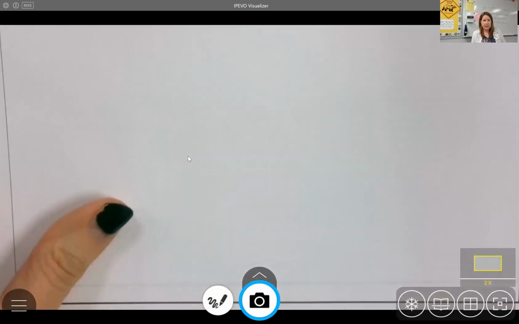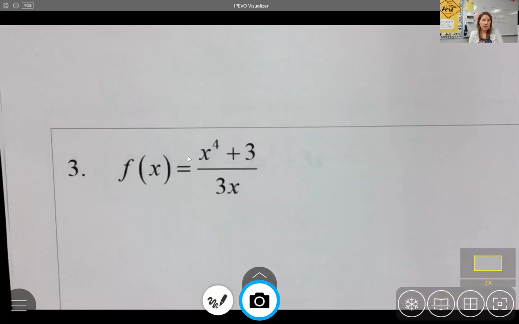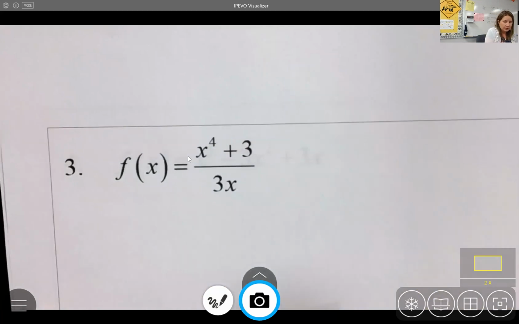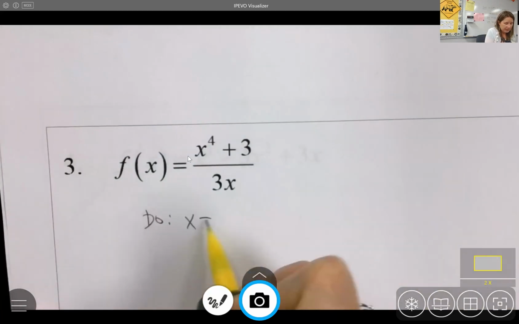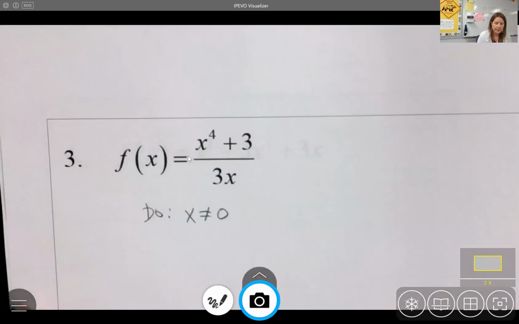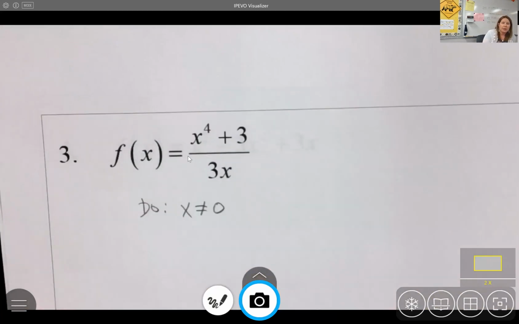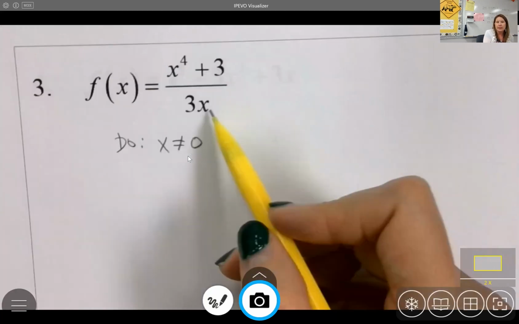Let's look at another one. So this one we've got f of x equals x to the fourth plus 3 over 3x. So my domain, x cannot be 0. I know x can't be 0 because if I put 0 in the bottom, I get undefined.